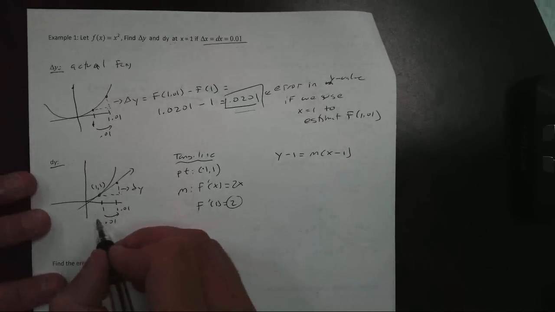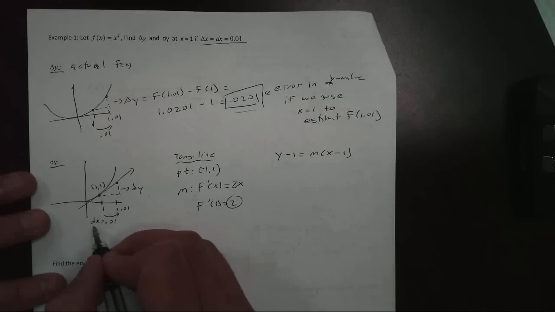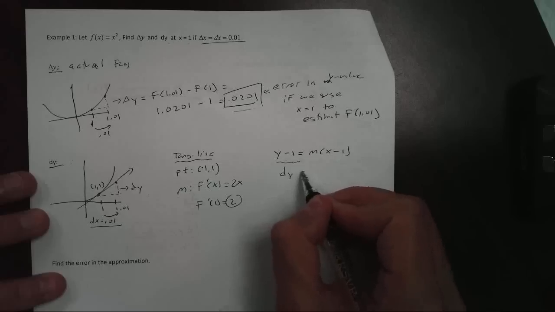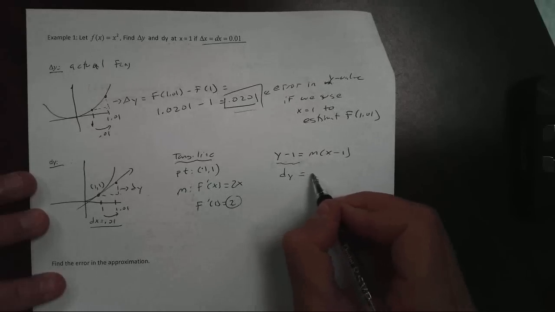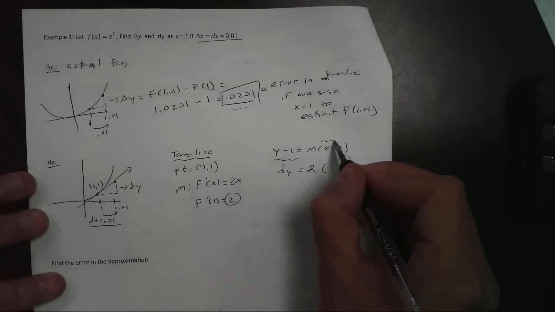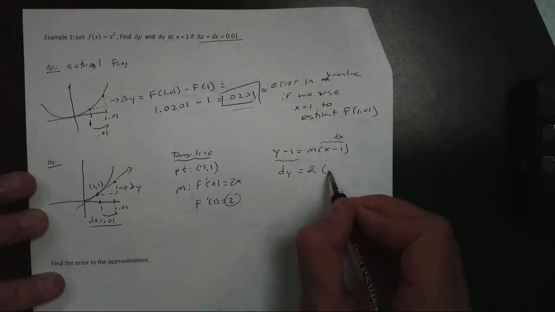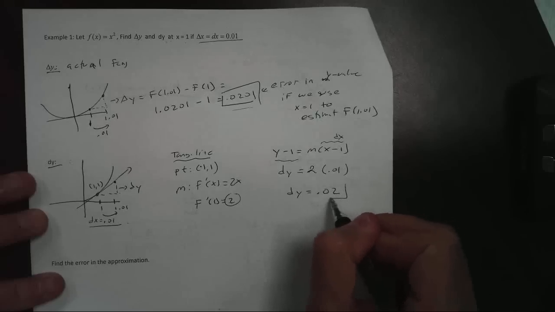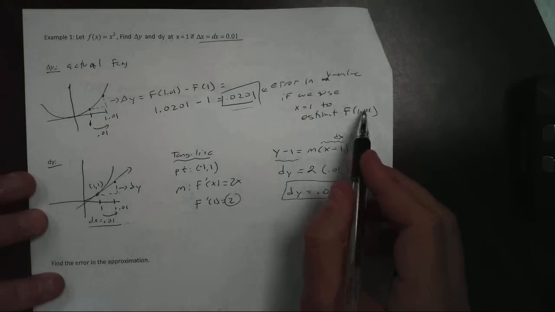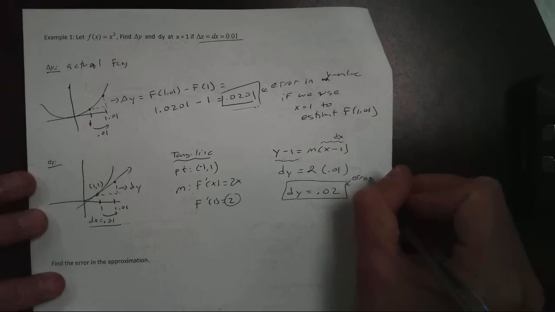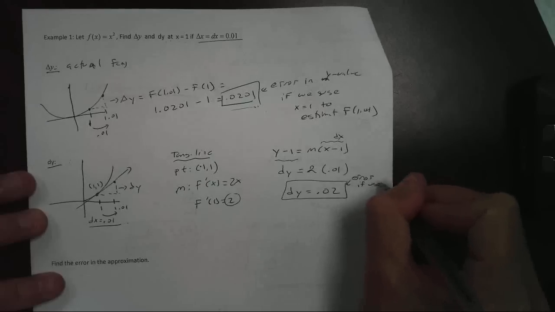Now, if you're really good, remember, this is dx, right? Well, this is just my change in y. So that's dy. My slope, we just said, was 2. And this is dx, the change in x, which we just said is 0.01. So my change now becomes 0.02. And if you notice, it is a lot smaller than my error up here. So this is my error if we use the tangent line.